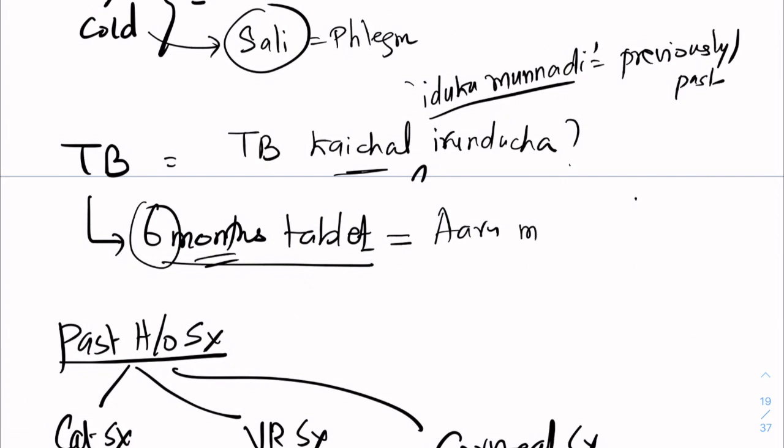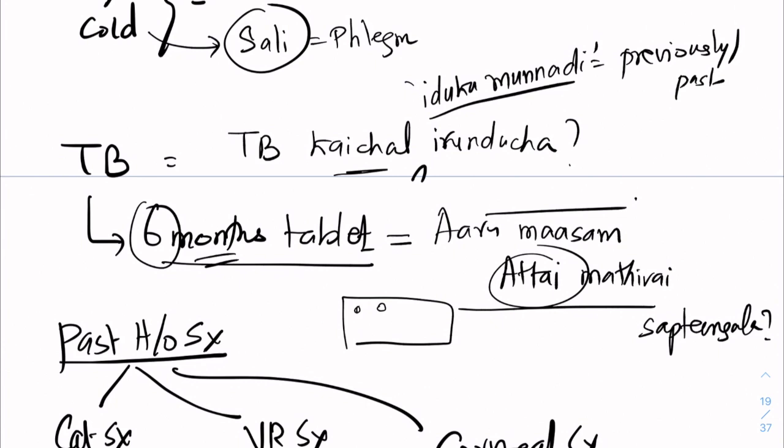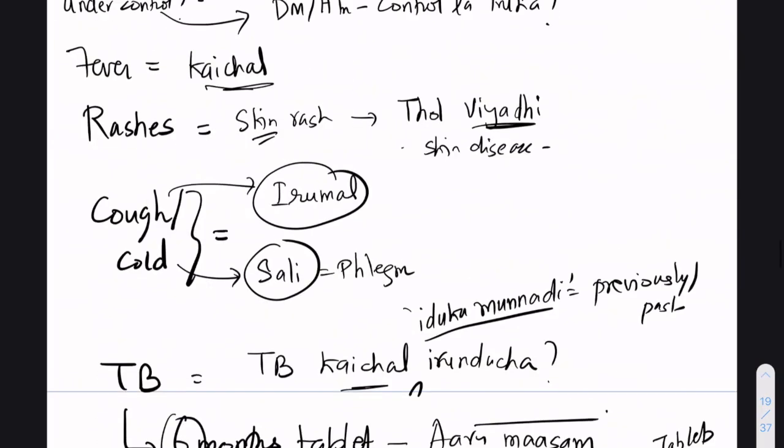So, 6 masam, tablet. A specific name is given for this, called Attai Mathirai. 6 masam Attai Mathirai சாப்பிட்டீங்களா? It means, for 6 months did you take any tablets? Attai means this blister where the tablets are given. So, have you taken this blister of tablets for 6 months? Mathirai means tablets. Saaptingla, did you take it? Easy. Okay. Now, that ends with the past medication history.